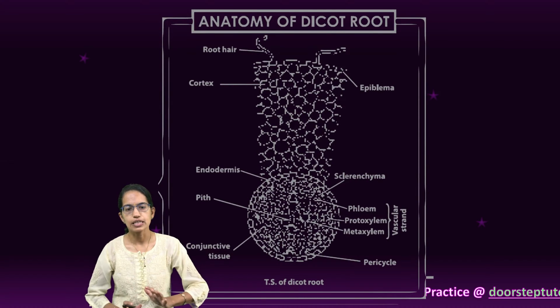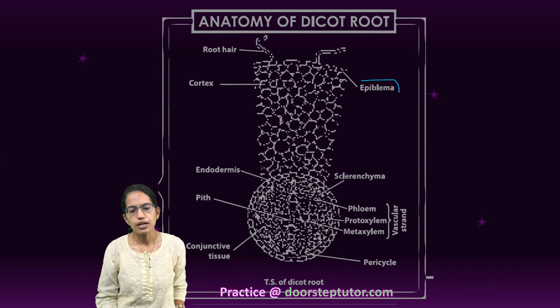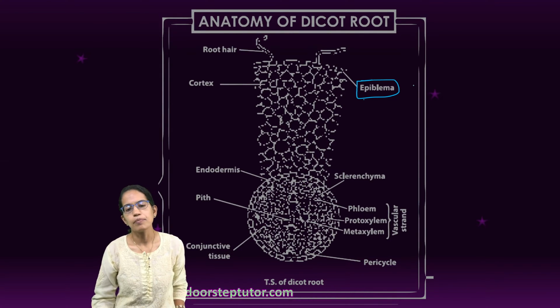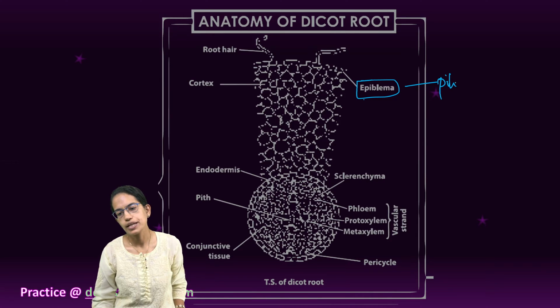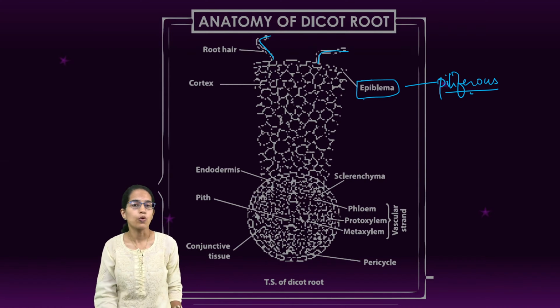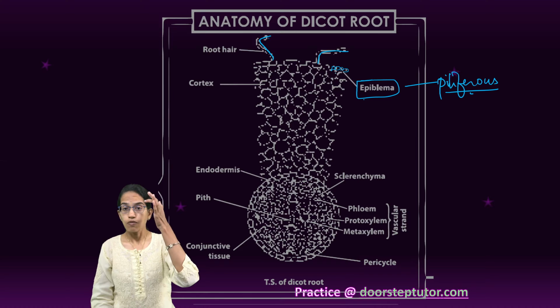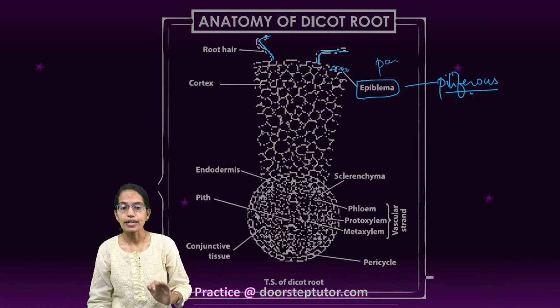So this is a TS, a transverse section of a dicot root. Here, epiblema is the outermost layer. Epiblema is also known as piliferous layer. Why? Because it has openings through which root hairs are seen, and these root hairs provide water and nutrient supply. Now these epiblema cells are relatively smaller in size. They are well arranged and mainly parenchymatic in nature.